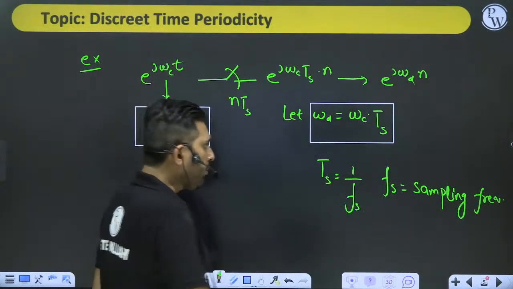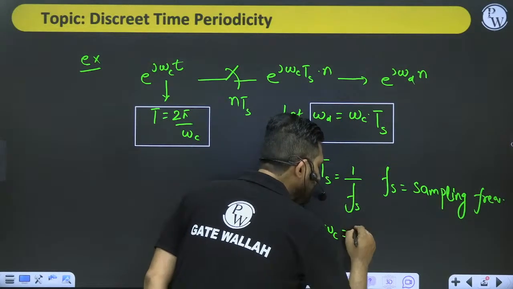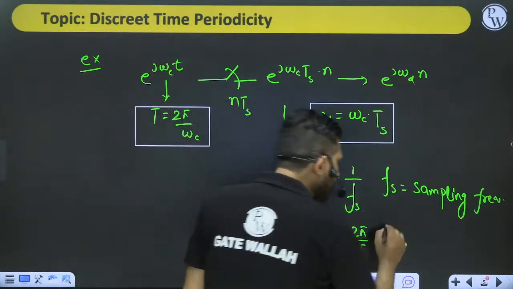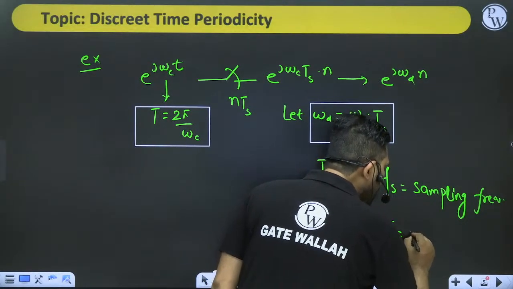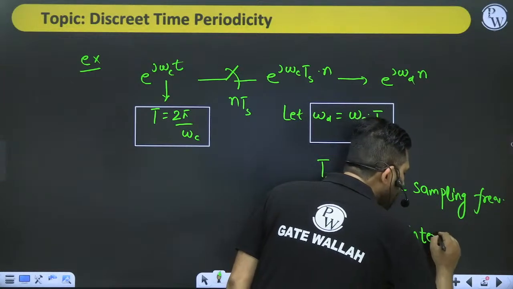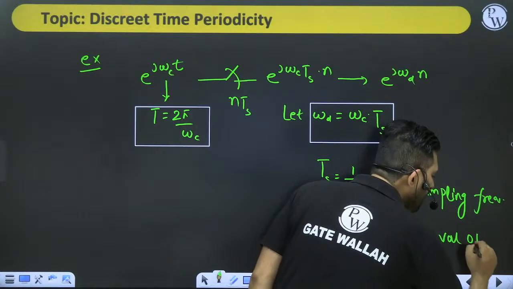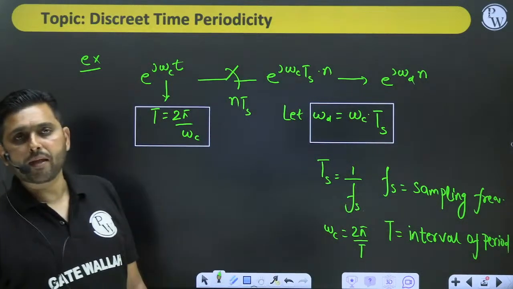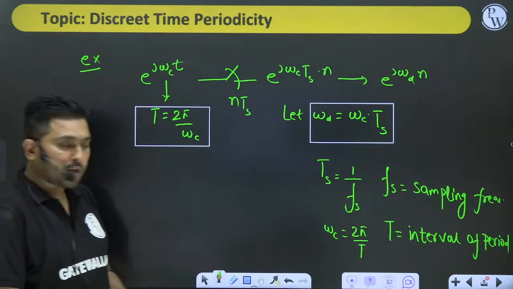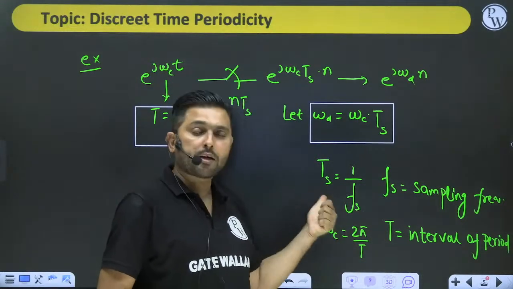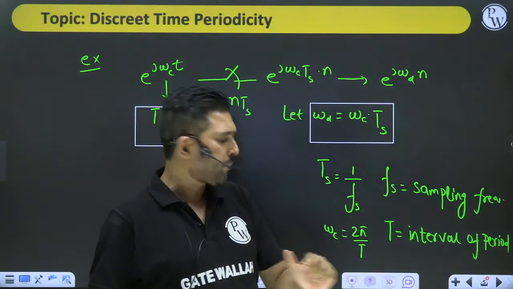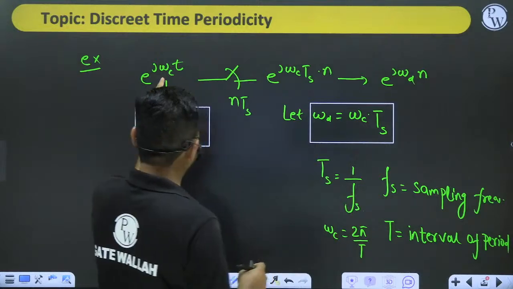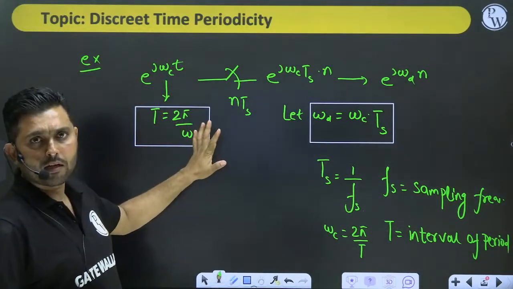Okay, and what is omega c? I told you omega c is 2 pi by T, where T is the interval of the period. T is just an interval of a period. Don't confuse Ts and T. The subscript s denotes that we are doing a sampling here, and this capital T is just an interval of this continuous time period. So this interval is a real number, whatever.